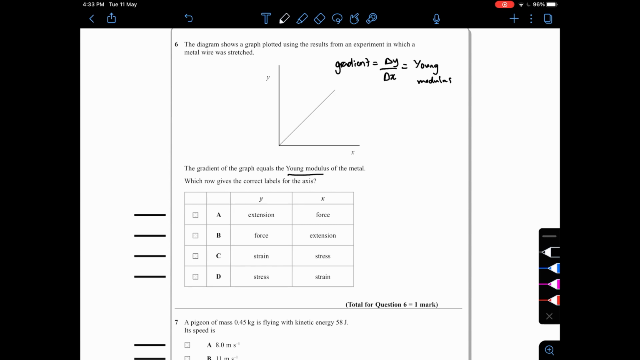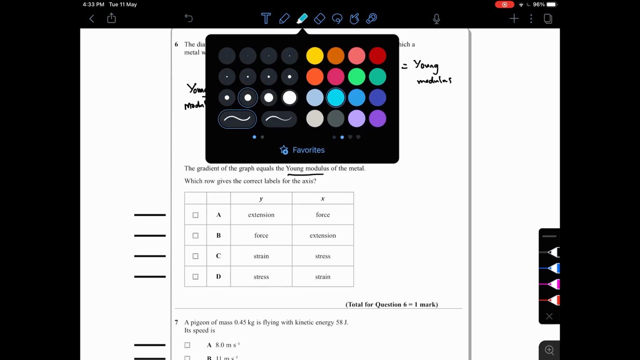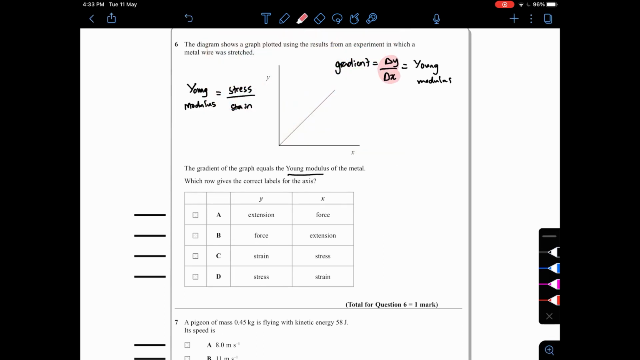Now we know from knowledge that Young modulus is actually stress over strain. Because we know that, and because we know that delta y over delta x is equivalent to the gradient, we can conclude that stress corresponds to y. So we can say that stress is the same thing as y, and strain is the same thing as x. So now we just need to find the choice that has stress as y and strain as x.